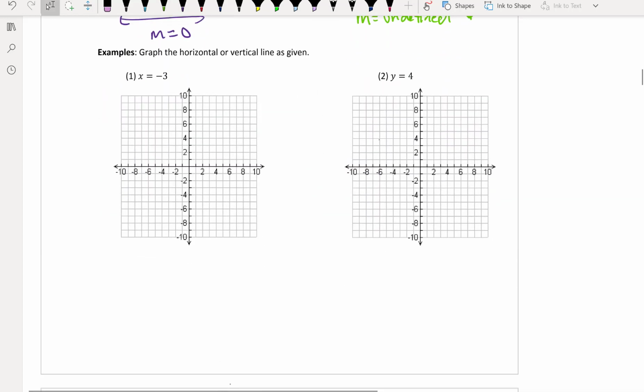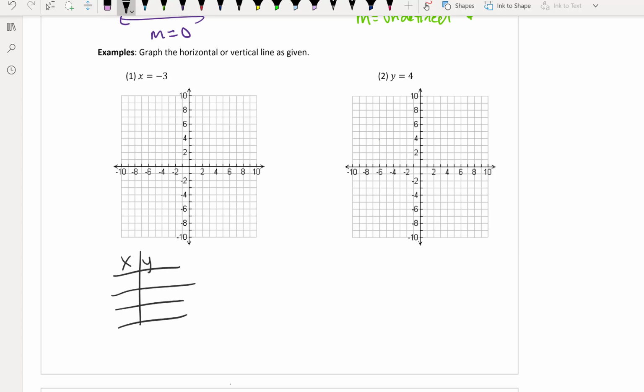So now the example says graph the horizontal and vertical lines given below. Well, I know it's either going to go up and down or left to right. So let's think about which one it is. I have some ordered pairs to think about. This is saying that x is equal to -3. So no matter what, my x value is fixed. That means my y value can be anything. So I don't know, maybe I'll try 0. Maybe I'll try a 2. Maybe I'll try a -2, right? These are all the different values that I'm going to try as long as my x value is stuck at -3.